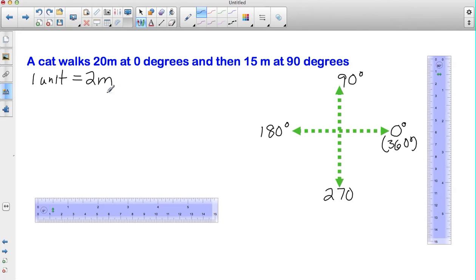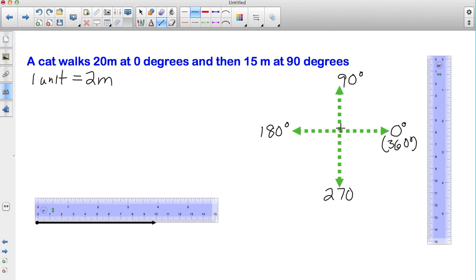So if we look back at our cat now, 20 meters at 0 degrees. What we need to do is just simply make a vector. If we're going 2-to-1, it's going to be 10 meters, or 10 of these units, going to the right. So I'm going to pick an appropriate thing. I'm going to hook it up down here. And there's our 20-meter vector, going at 0 degrees.